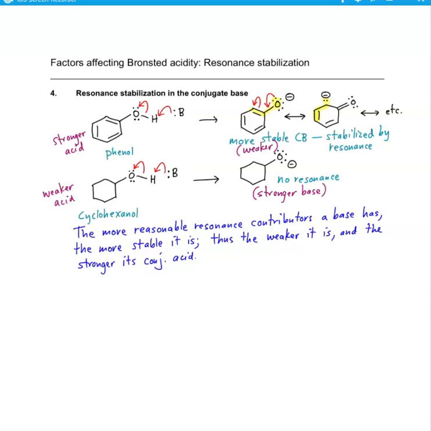Now, cyclohexanol is an example of an alcohol. So ROH, this is ROH. Remember, when we took a proton off an alcohol, we got RO minus, which is an alkoxide ion. So the conjugate base of cyclohexanol is an example of an alkoxide ion.